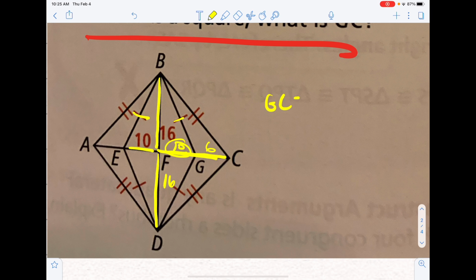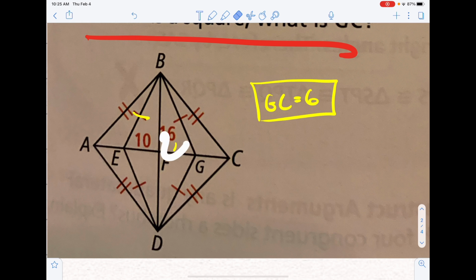So GC is 6. It's a crazy easy problem. I was getting ready to start doing the Pythagorean theorem and crunching all sorts of numbers, but in the end, it's really, really simple. You look at what you do and you go, okay, I know that this piece is 16, so therefore this piece is 16, this is 10, so that leaves 6 right here. Okay, really simple.